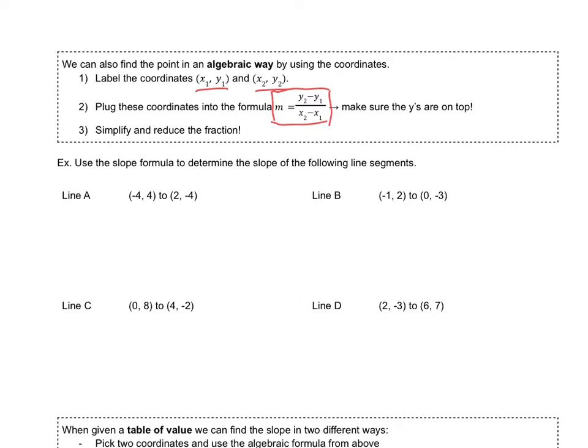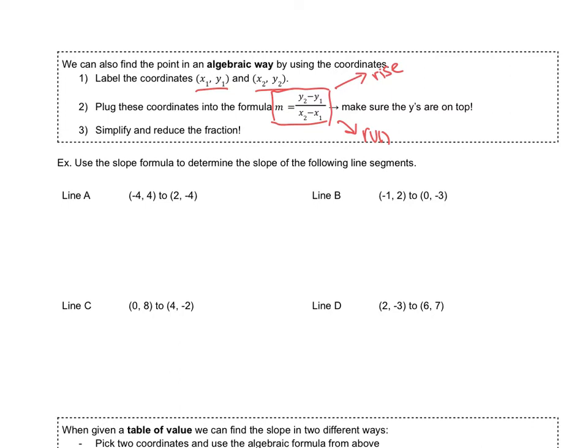And then you literally just plug into your formula. Now, when you subtract your y's, you actually end up getting your rise because y's are vertical and the rise is vertical. Likewise, when you subtract your x's, you get your run because the x's are the horizontal part, which is the run. So let's try it out.